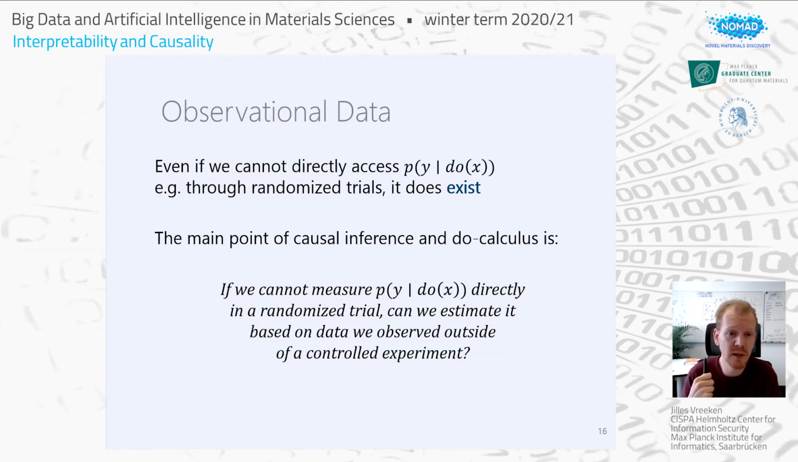Or like in the smoking example, ethically we're not allowed to. We can't force people to smoke. Well, that doesn't mean that this interventional distribution does not exist. Even though we can't directly access it, it does exist. It's sort of like a mental exercise, and that is, I think, the most important realization. It needs to sink in that it exists no matter what, and because it exists, we can reason with it.